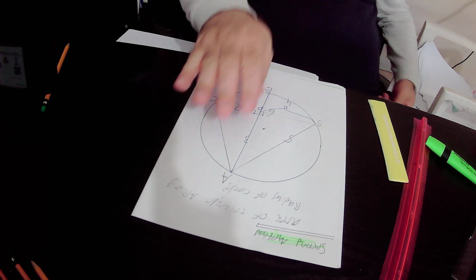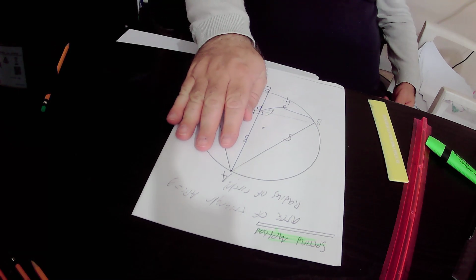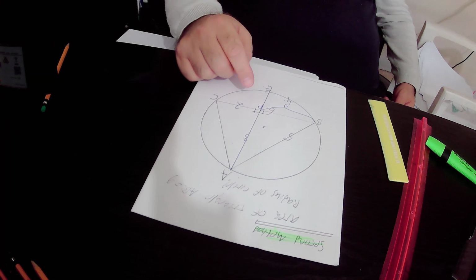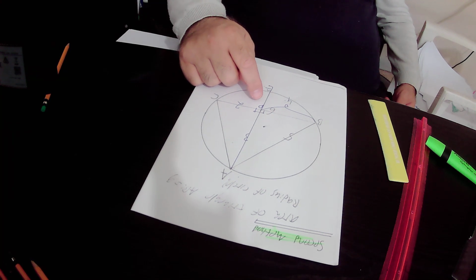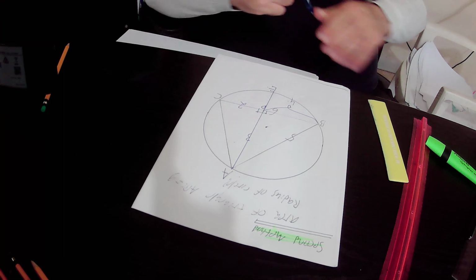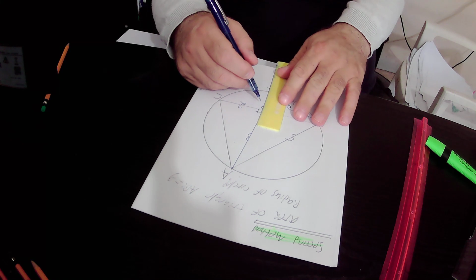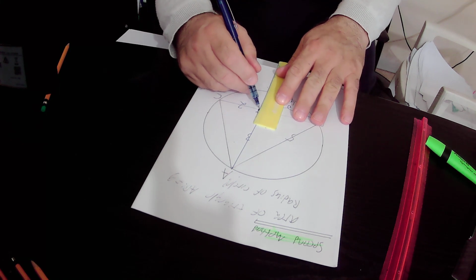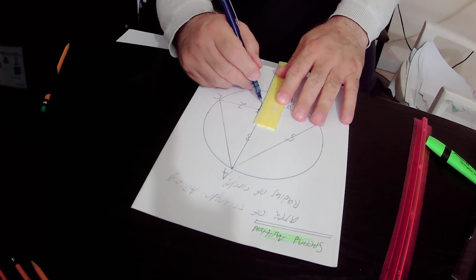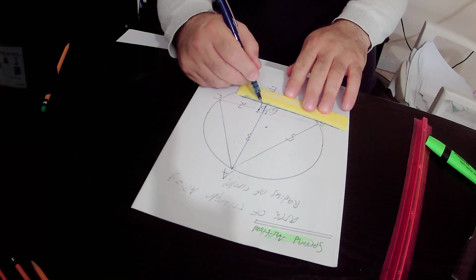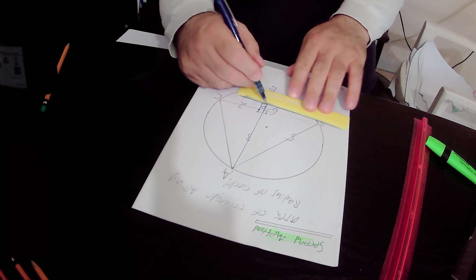So if we focus on this side of the straight line AE at point D, which angles do we have here? We have 90 degrees, plus this angle, and the total must be equal to 180 degrees. So this angle must be equal to 90 degrees in order to complete the sum of the angles on one side of the straight line AE to 180 degrees. This angle must be equal to 90 degrees.